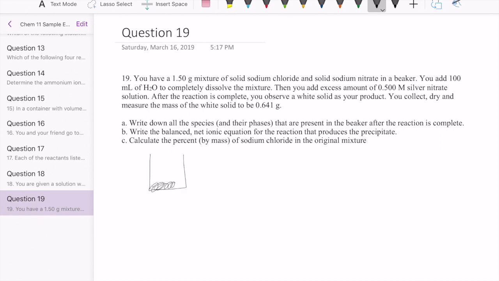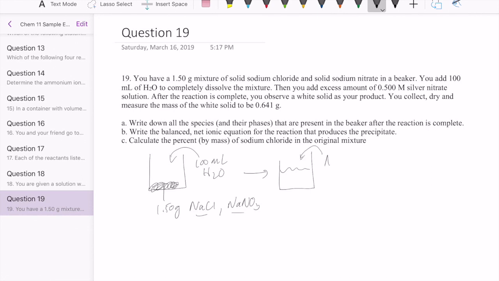So first we have our mixture of 1.5 grams, and this contains both sodium chloride and sodium nitrate. We put some water in here, and these both, you remember from solubility rules, are soluble salts, so they're just going to dissolve. And then after they dissolve, we add silver nitrate, which is AgNO3, and this is added in excess, and as a result of that addition we form a white precipitate, and the white precipitate is 0.641 grams. Okay, so let's figure out what's going on.